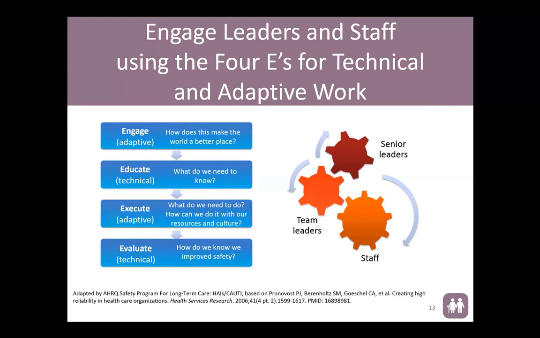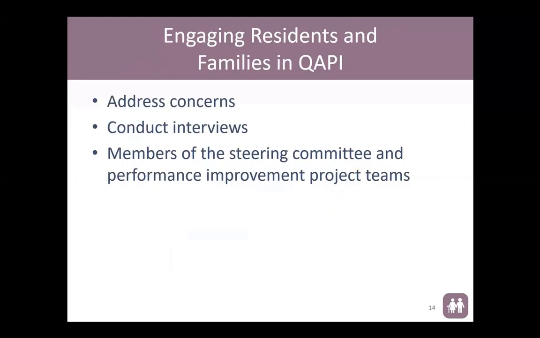Another piece of your quality improvement, performance improvement program and achieving and sustaining quality improvement is to engage your residents and your families in quality improvement activities. They have concerns that you can address. You can ask them what they think could help to improve things by conducting interviews. I encourage you to include them as members of your QAPI steering committee or to even put them on performance improvement project teams. For example, a nursing home was working on improving their admissions process for the facility, and it was suggested that they include either a family member or a resident on that team to help make sure that it's not only improved for the staff, but for the residents as well.